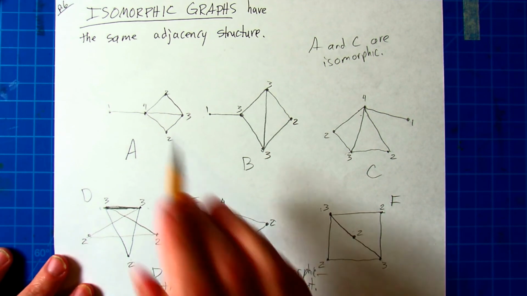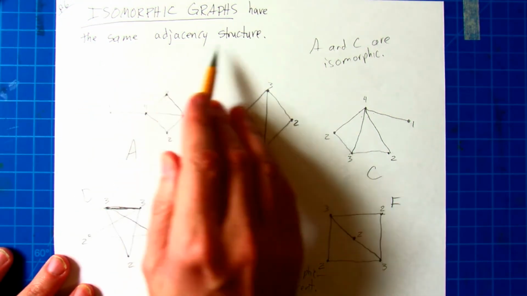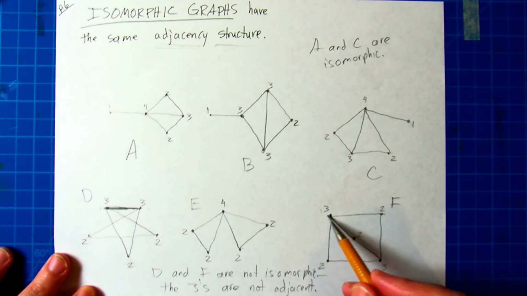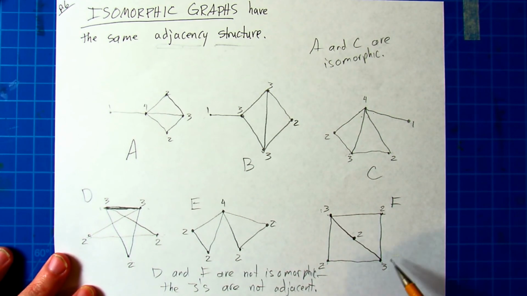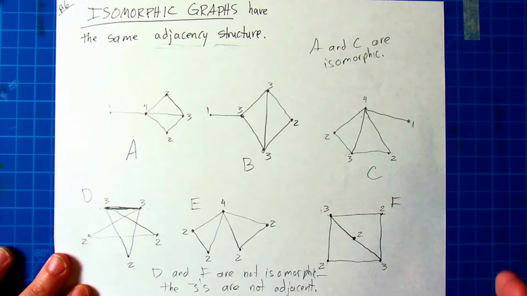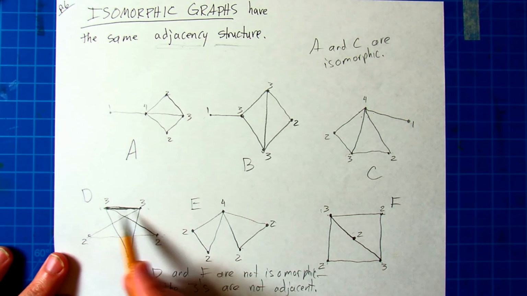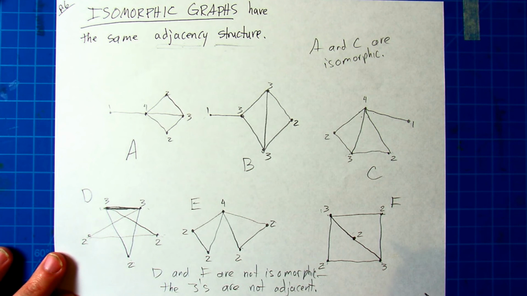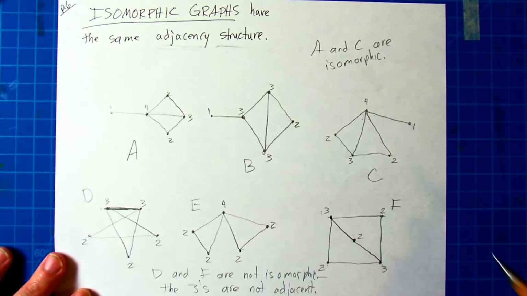And that is what we mean here. The same adjacency structure means the structure of the graph has to be the same, with the same number of vertices, same degree for each, but the adjacency also has to be the same. In these two, the 3s have an edge between them, but in here, the 3s are not adjacent, so they are not isomorphic. These are the only two isomorphic graphs that I've drawn.